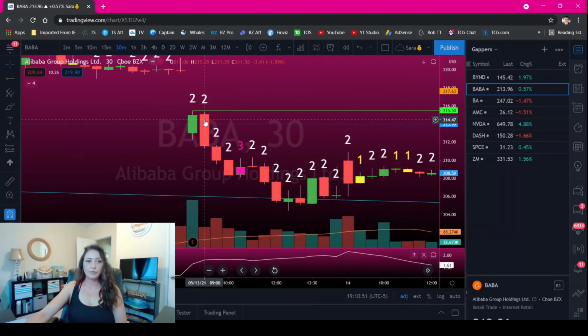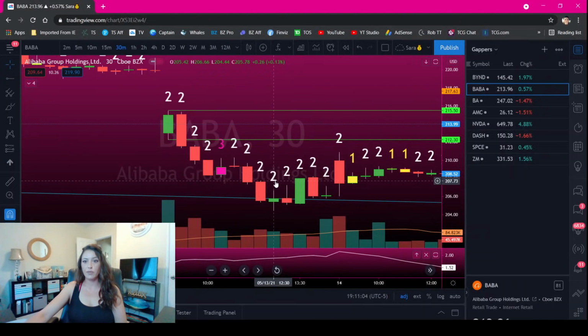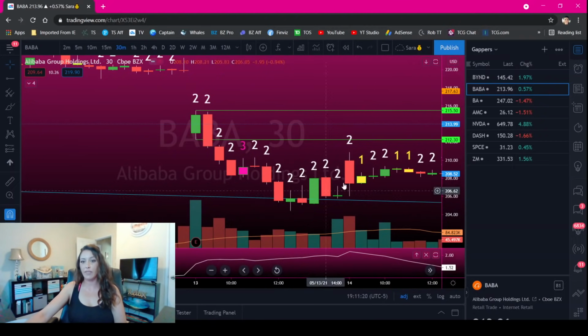Now, super aggressive traders could have got in as soon as this flip happened and went red, but we teach something different. So you would have shorted right here at 212.30 with this being your target. This was your broadening formation target from the daily. We hit it, that was the low.